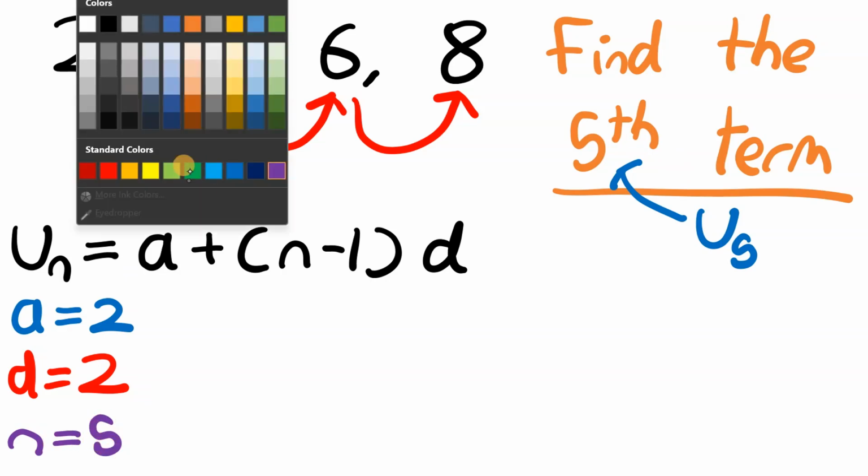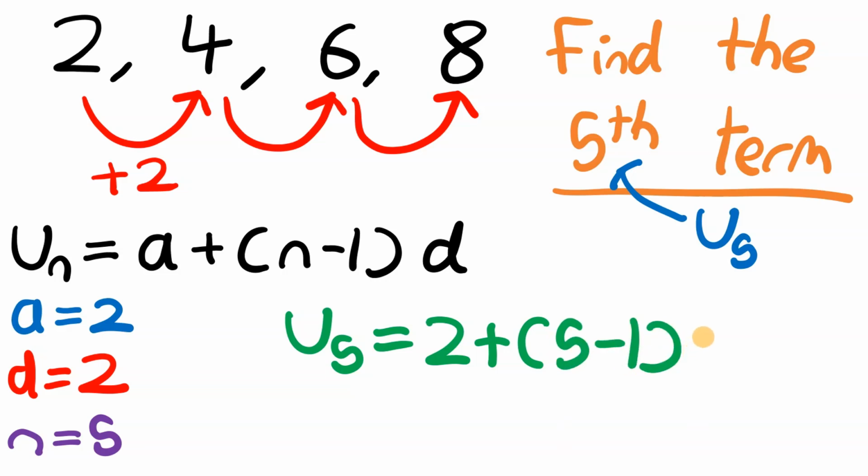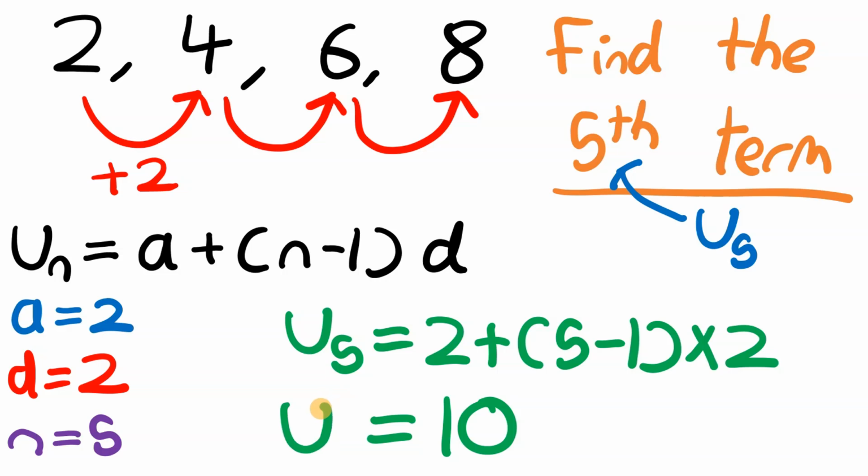So therefore what we're going to say is that u5 is equal to a, which is 2, plus (n minus 1), so it's going to be 5 minus 1, and then this is multiplied by d, which is 2. And if you figure this out, this is equal to 10. So u5 is equal to 10.